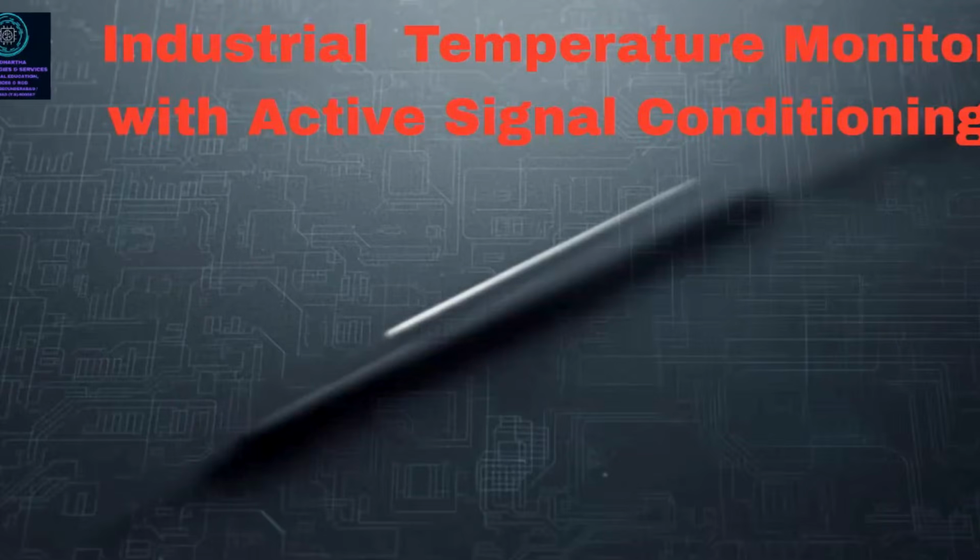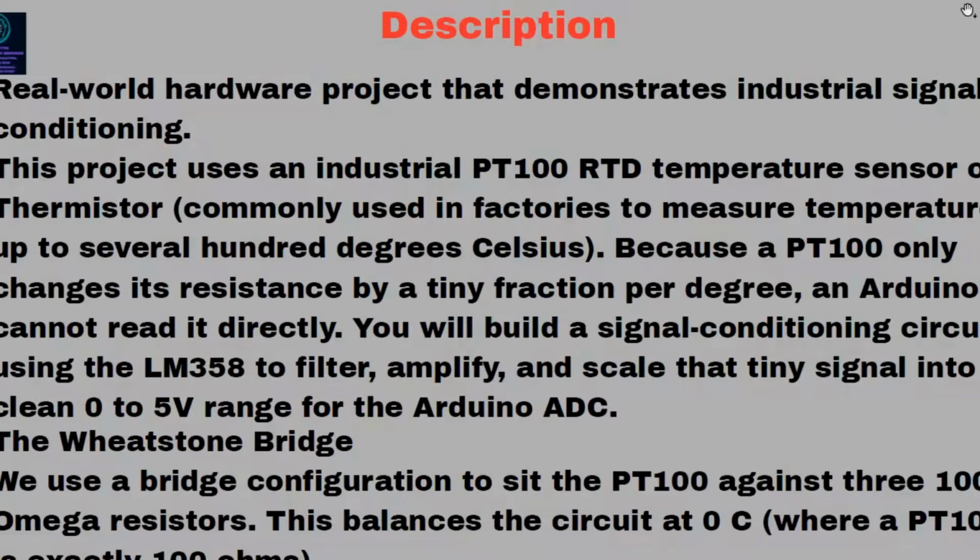So today I have taken a slightly different type of topic, that is active signal conditioning. This type of active signal conditioning is used for industrial monitoring, like sensors which you monitor in industries. So it is a small project based on an operational amplifier and an Arduino board. I will explain what it is exactly. So the topic name, or name of our project, is industrial temperature monitoring with active signal conditioning. All right. Now let's go to the description part first.